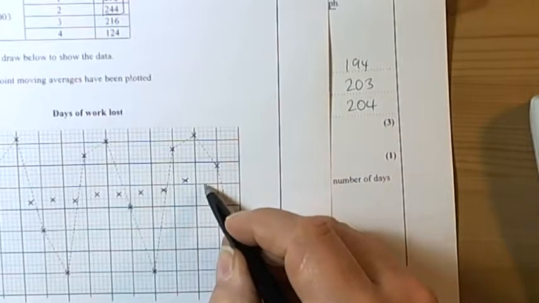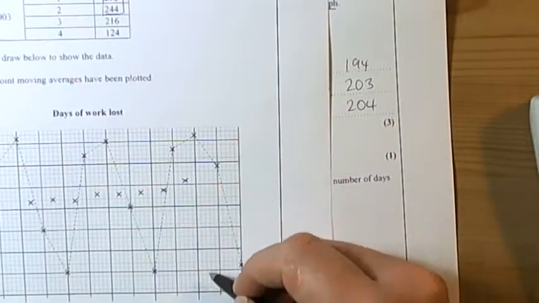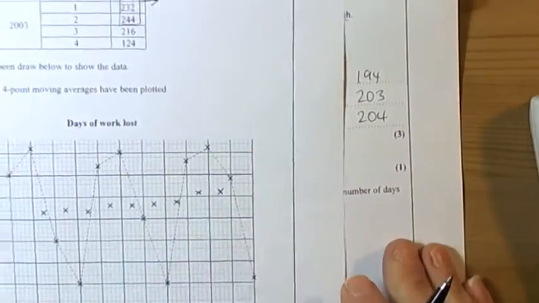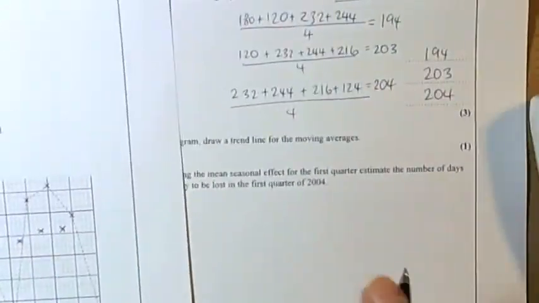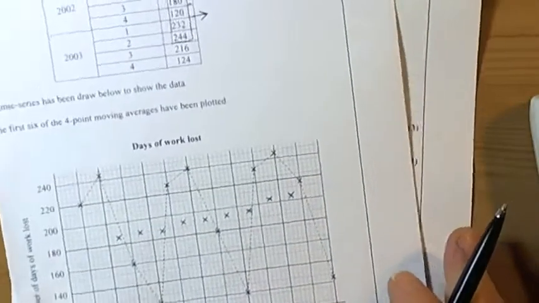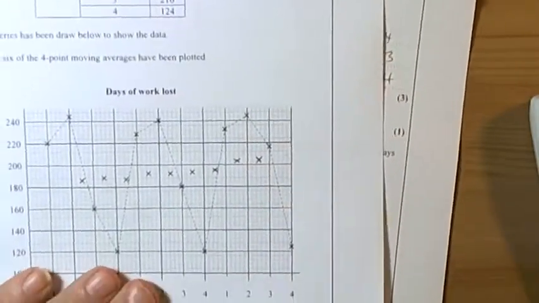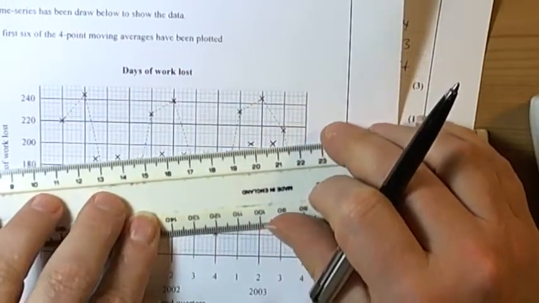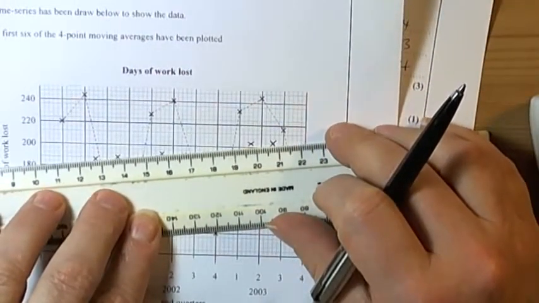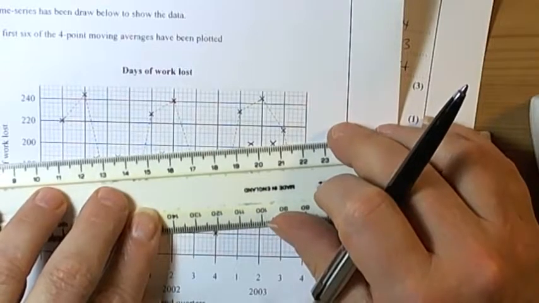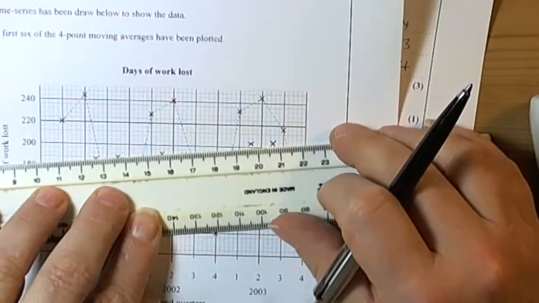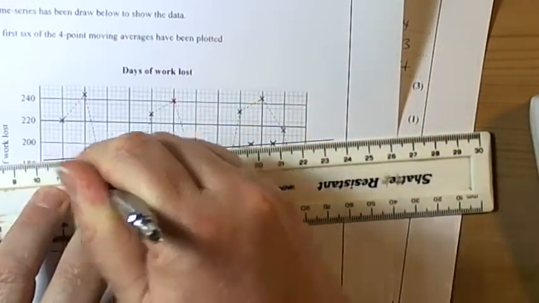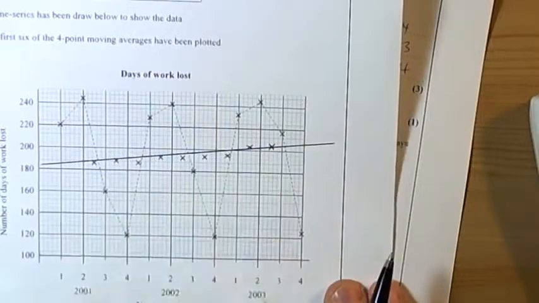And then we come across one more period and we've got to plot 204, so 204 is exactly on the line. Okay, so those are the moving average plot. The question said draw the trend line, so we get our ruler, and the trend line should follow the direction of the crosses, and ideally you should try and go through as many of the crosses as possible. So our trend line across the whole graph and beyond.